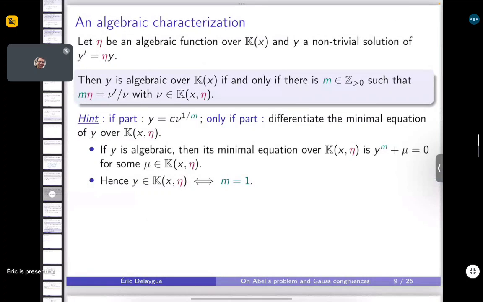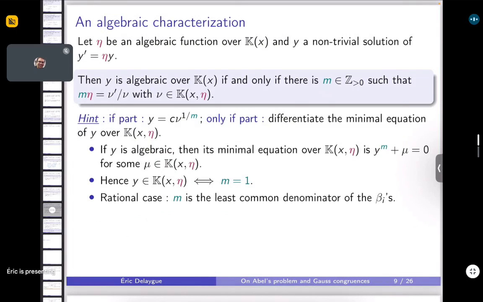So you start with the algebraic function eta, you extend the field of rational functions k(x) with eta, and you obtain k(x, eta). And now, when looking at the solution of y prime equals eta y, to not extend the field again, this is equivalent to saying that m has to be 1. And this condition for m to be equal to 1 will occur later in the talk, which is one of Golyshev's predictions in the hypergeometric case. This is why I focus a bit on this situation.